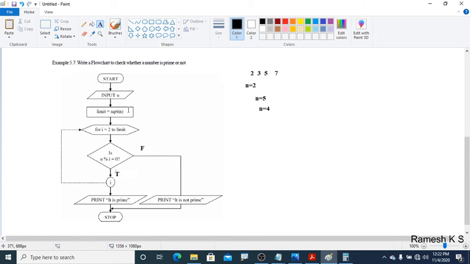Limit is the square root of n. The square root of 4 is 2, right? Limit is 2. So for i is equal to 2 to 2, which means only one iteration, not more than that. So n is 4. 4 percent i, 4 percent 2.